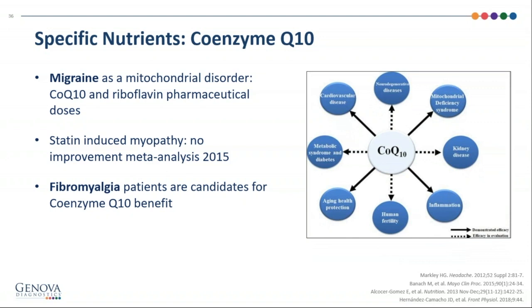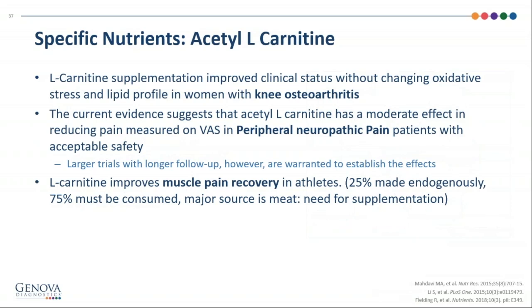CoQ10, if you look at this, comes from the study below from Frontiers in Physiology in 2018, and the dark arrows show what has been demonstrated efficacious for CoQ10. And look at that, mitochondrial deficiency and inflammation. And the dotted lines show the efficacy in evaluation, which includes neurodegenerative diseases and a lot of other things too. So CoQ10 is really important for pain.